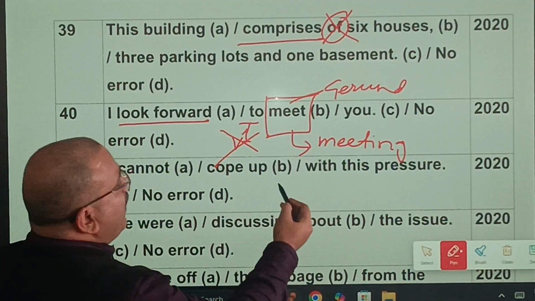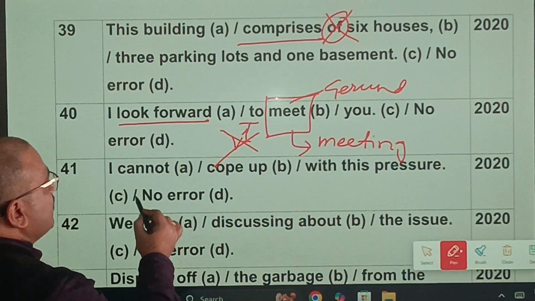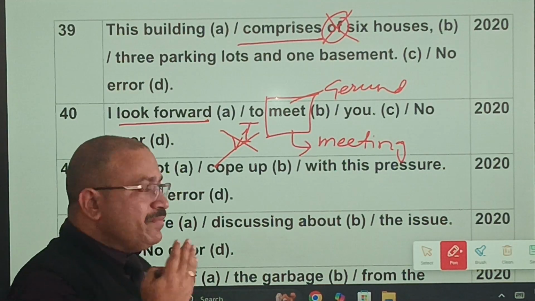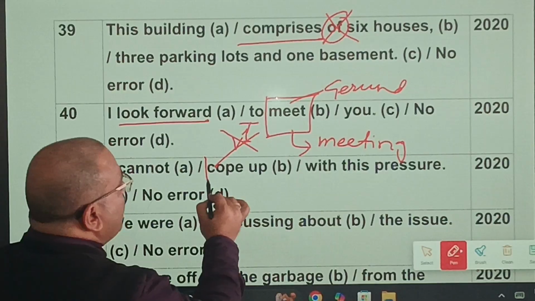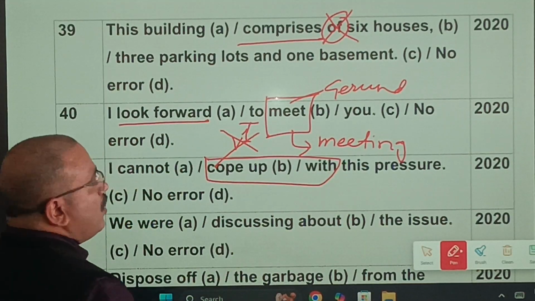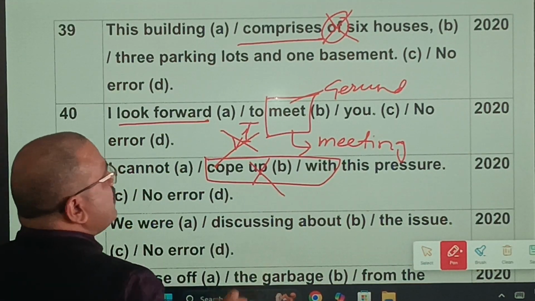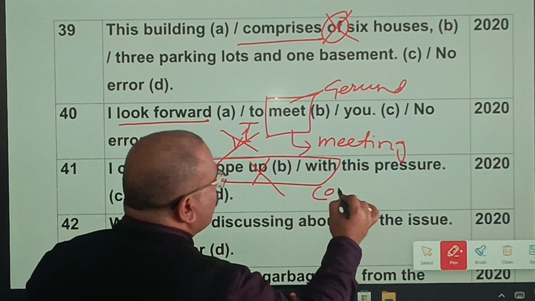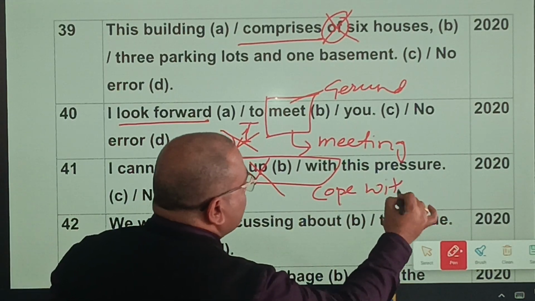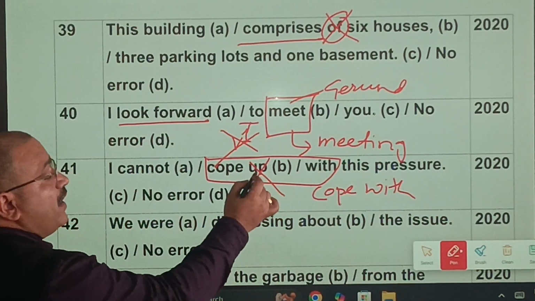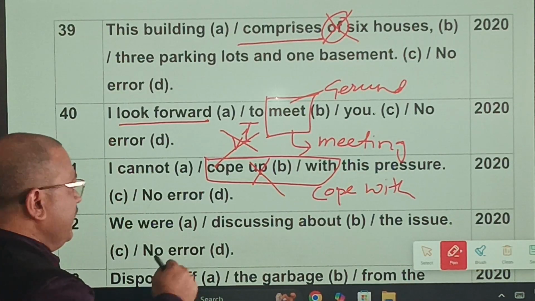I cannot cope up with this pressure. It sounds correct, but what is wrong here? Cope up with, this is the wrong phrase. Cope up is wrong. Cope with is the correct one. Cope with. So this up is wrong here. Cope up will not be there.